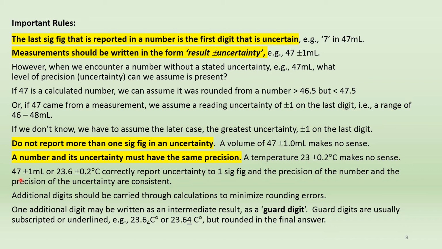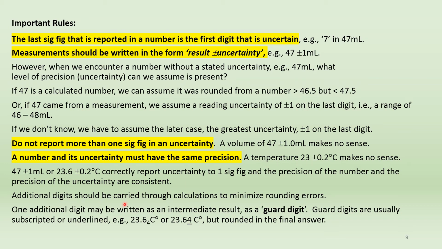Now 47 plus or minus 1 mil, or 23.6 plus or minus 0.2 Celsius degrees, those correctly report uncertainty to one sig fig. And the precision of the number and the precision of the uncertainty are consistent here, and that's what we want.